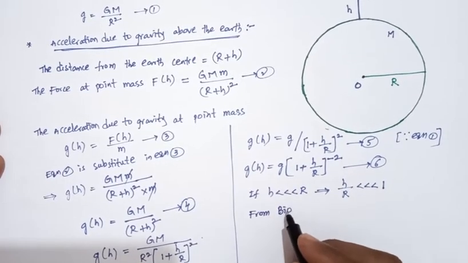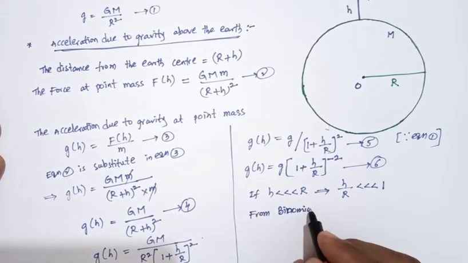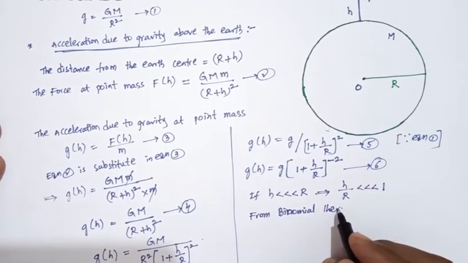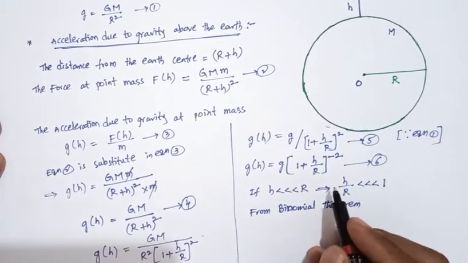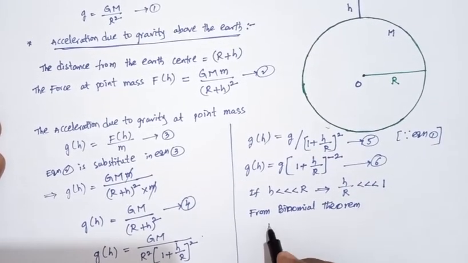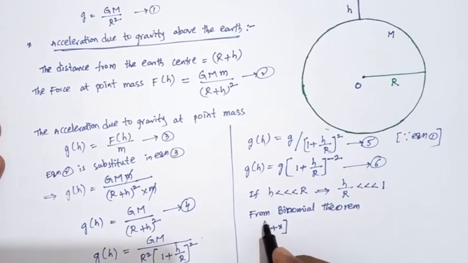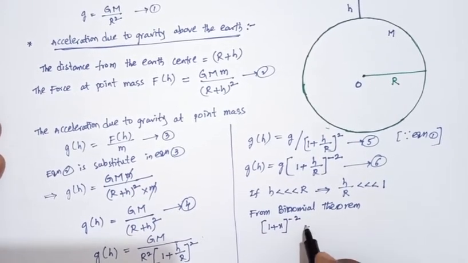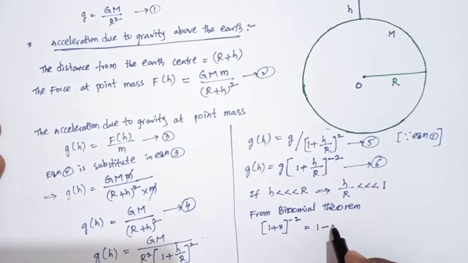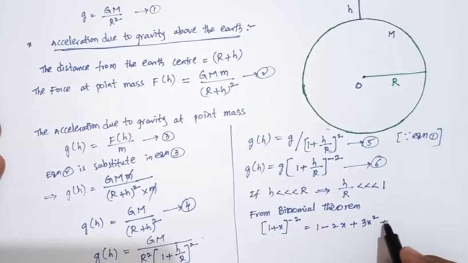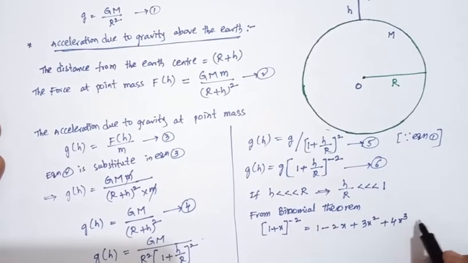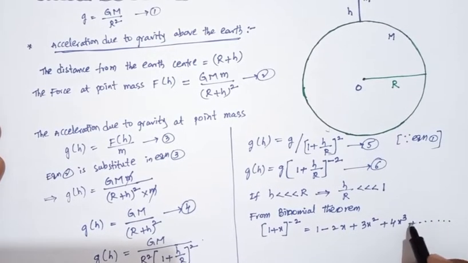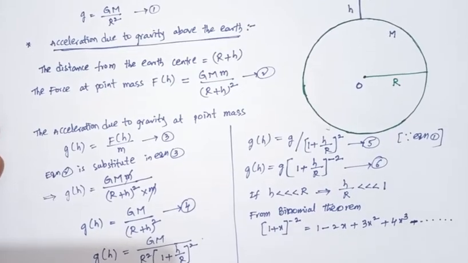the binomial theorem, binomial expansion, the expansion of (1 + x) to the power of minus 2 becomes 1 minus 2x plus 3x square minus 4x cube plus 5x to the power 4, and so on.